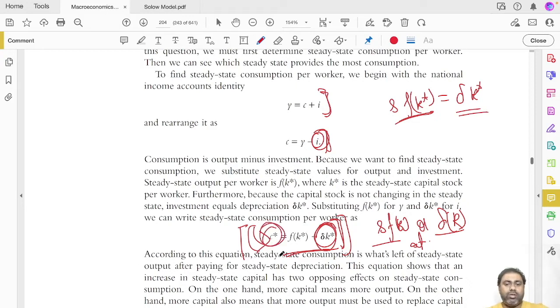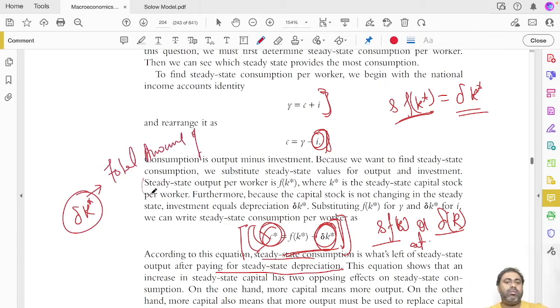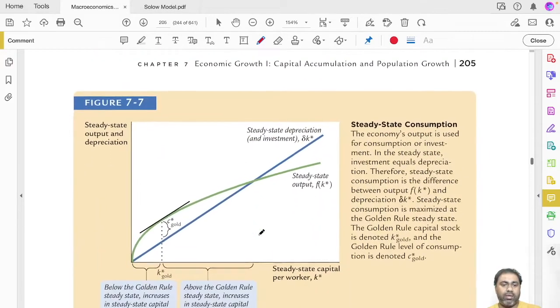And according to the equation, steady state consumption is what's left of steady state output after paying for steady state depreciation. So delta k star is the total amount of capital which is depreciated. So this says that whatever consumption we are going to have is whatever is left after depreciation. Okay.